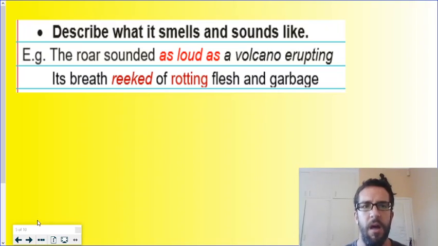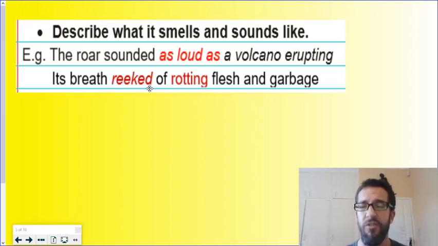Okay. The same now with describing what it smells like. Over here, I'm telling you this thing's breath reeked, and reeked is another synonym for smell. It reeked of rotting flesh and garbage. I could have just written there, this creature smelled disgusting, or its breath was disgusting. But now I've painted an image in your mind of just how disgusting this thing's breath really smelled. Because we can all imagine what rotting flesh and garbage would smell like. It would just be too horrible to even contemplate.